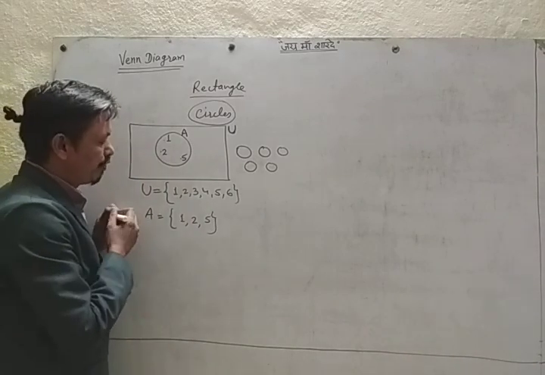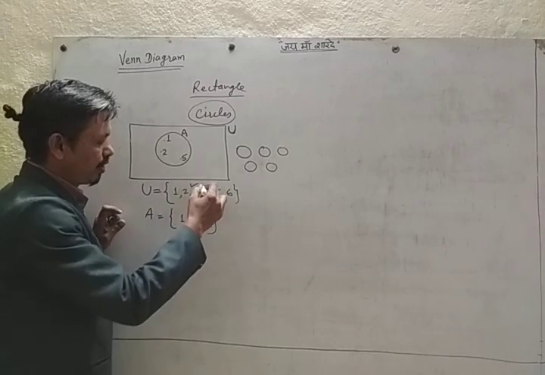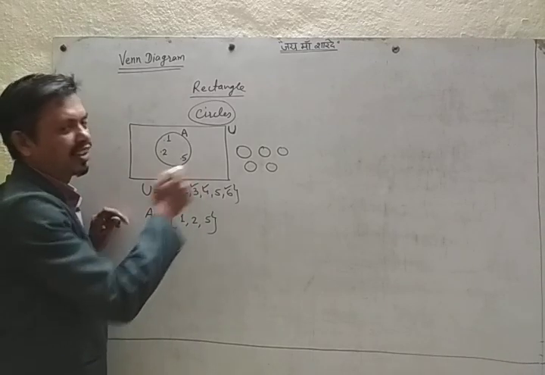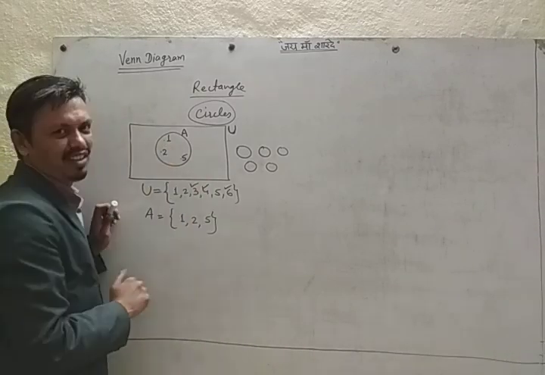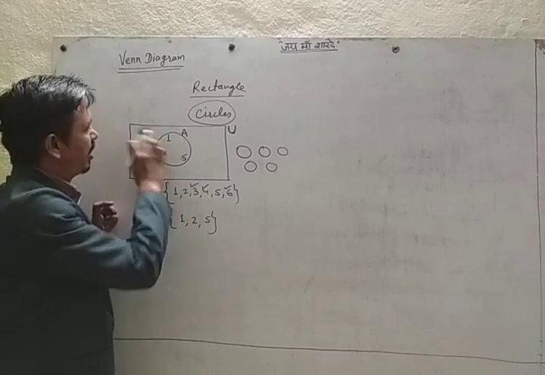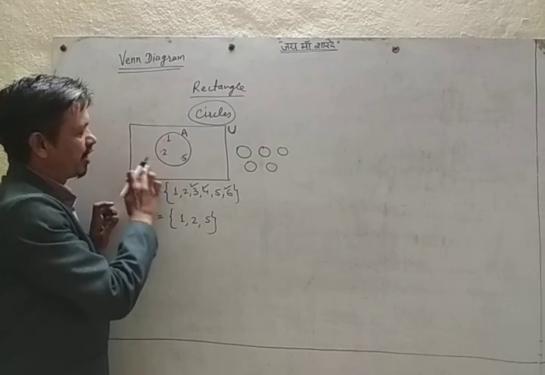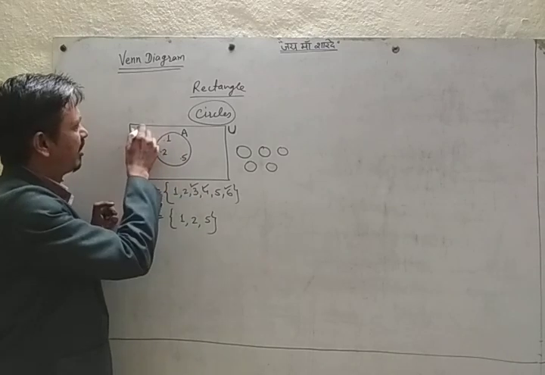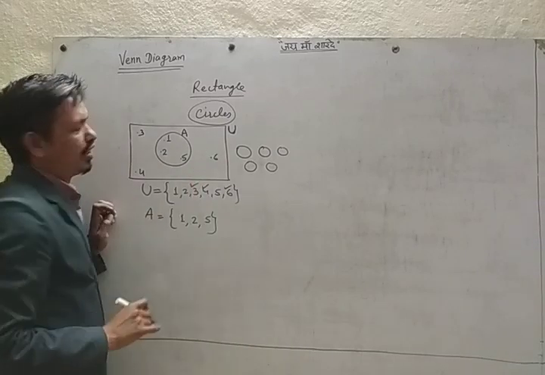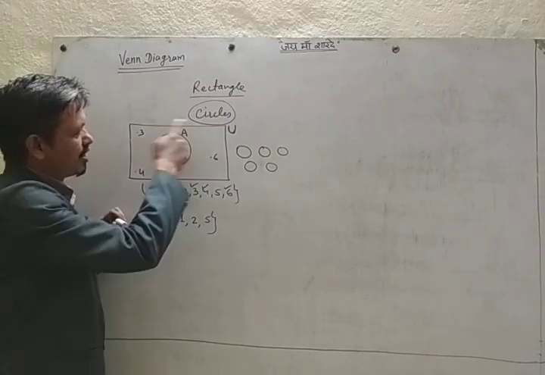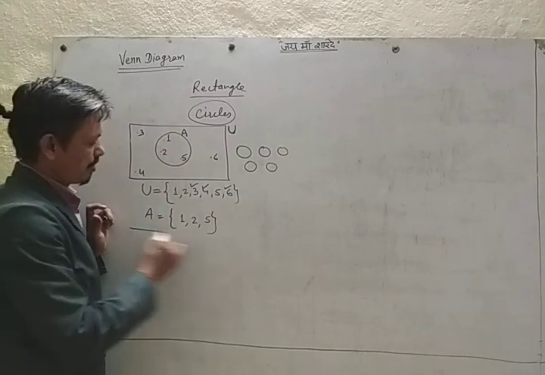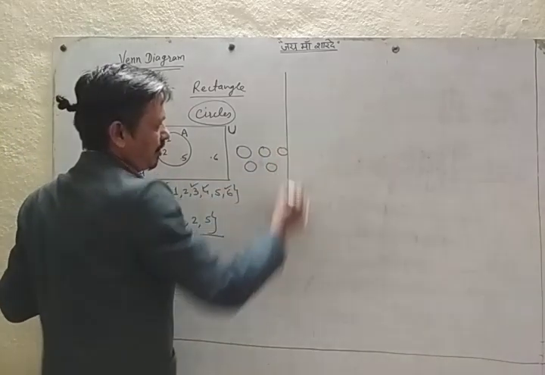Now the remaining elements of U, that is 3, 4 and 6, we will write inside this rectangle, but not in the circle, because these are the elements of U only, not of A. So except the circle, wherever we want, we can write 3, then 4, 6. So this is our Venn diagram for this relation. ठीक है? One more example we take.